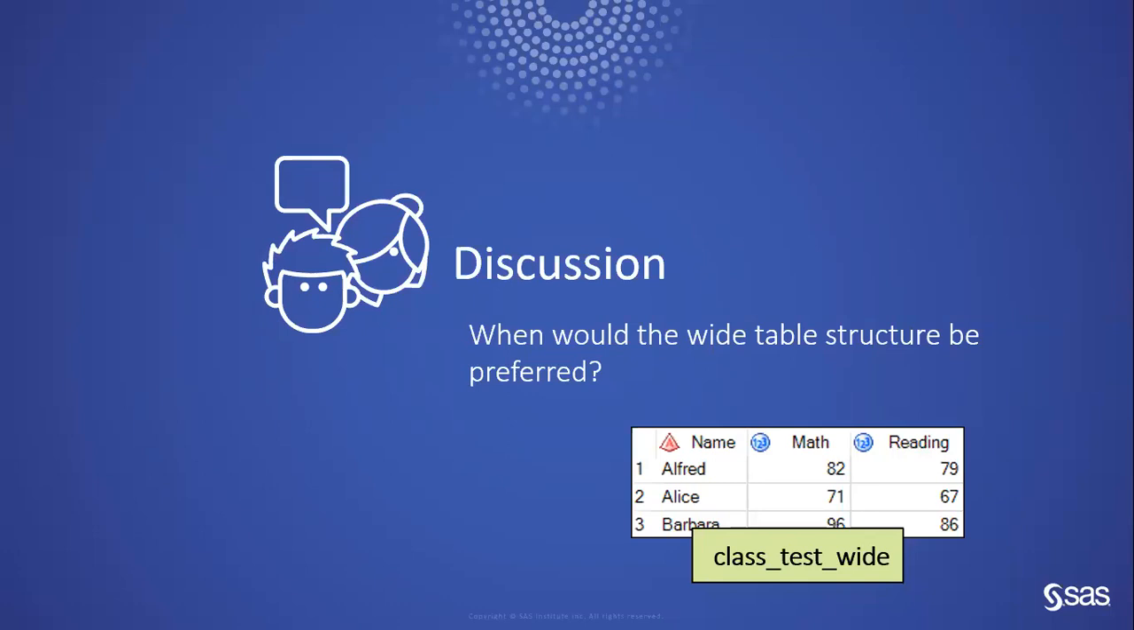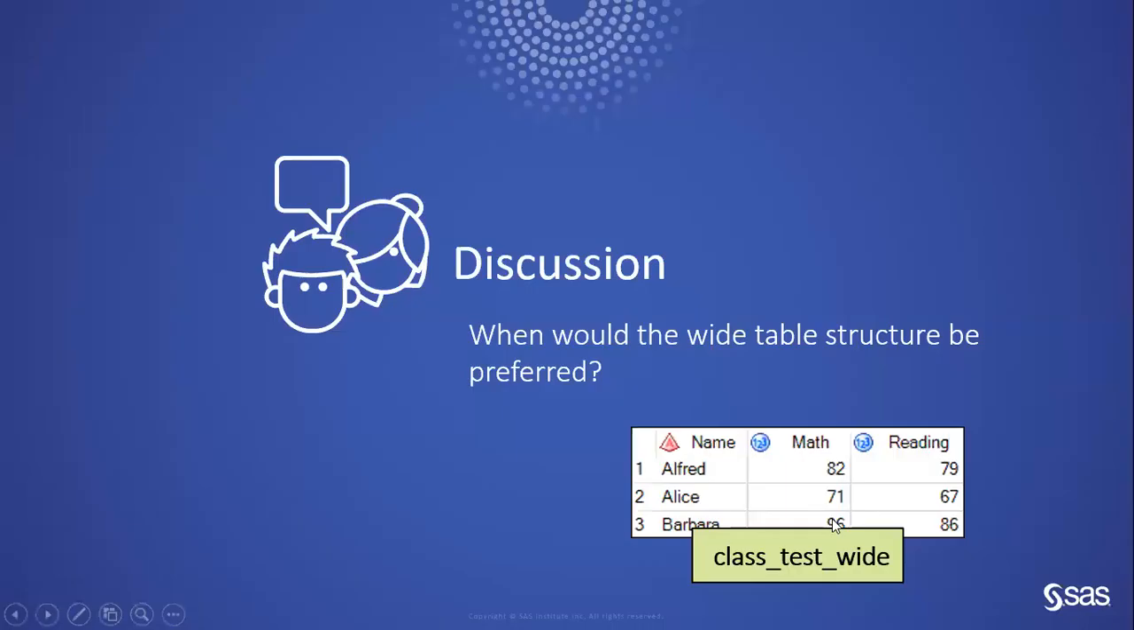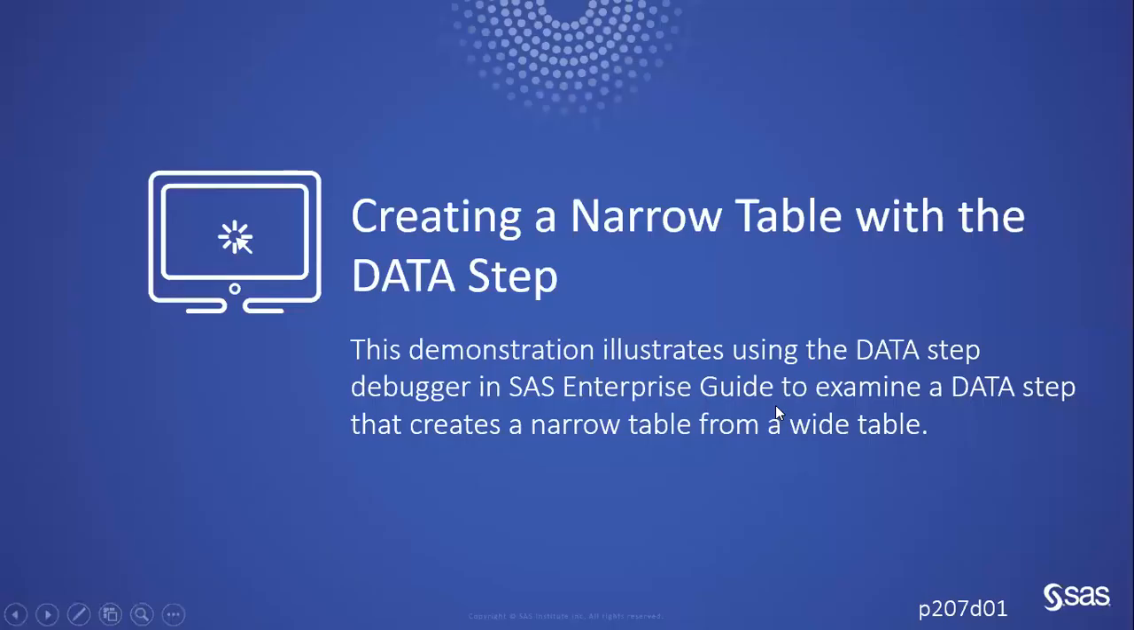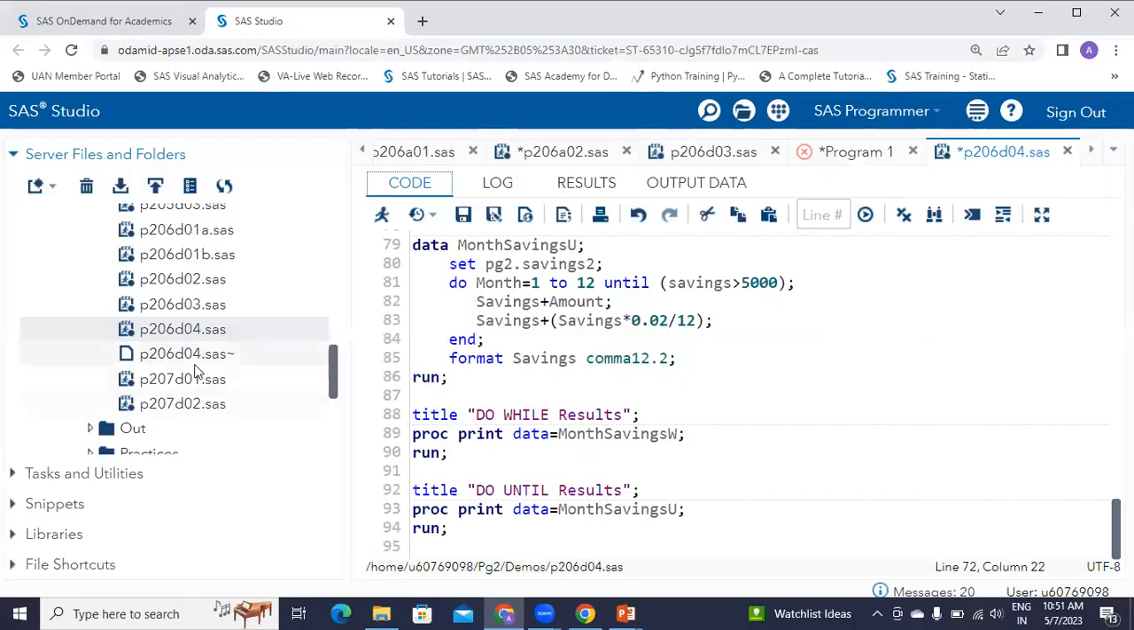Again, there is a discussion: when would the wide table structure be preferred, in case the narrow structure was used here? In this scenario, what we did is restructure wide into narrow. Every column value was converted into multiple row values. So you can use the data step to convert a wide structure to a narrow structure. For that, let's see this demo, which is 7D01.